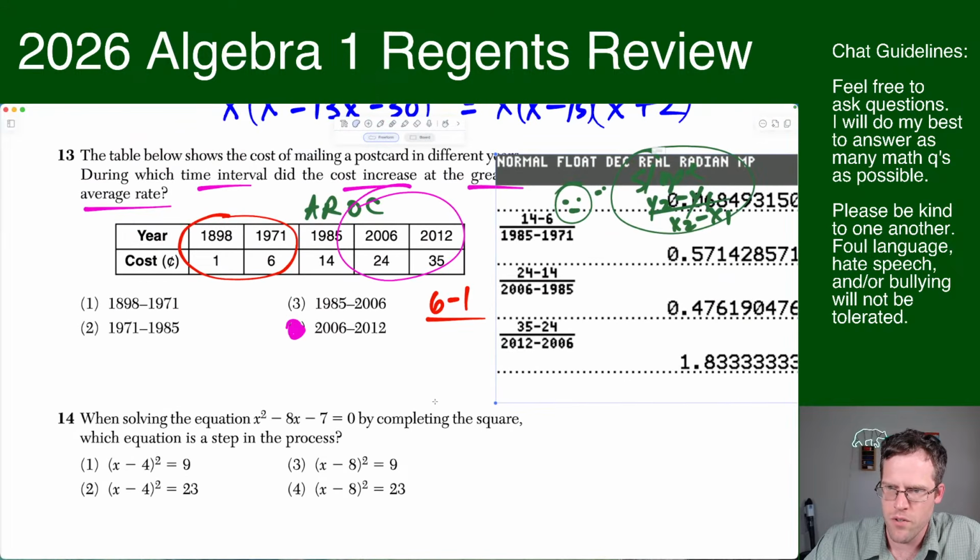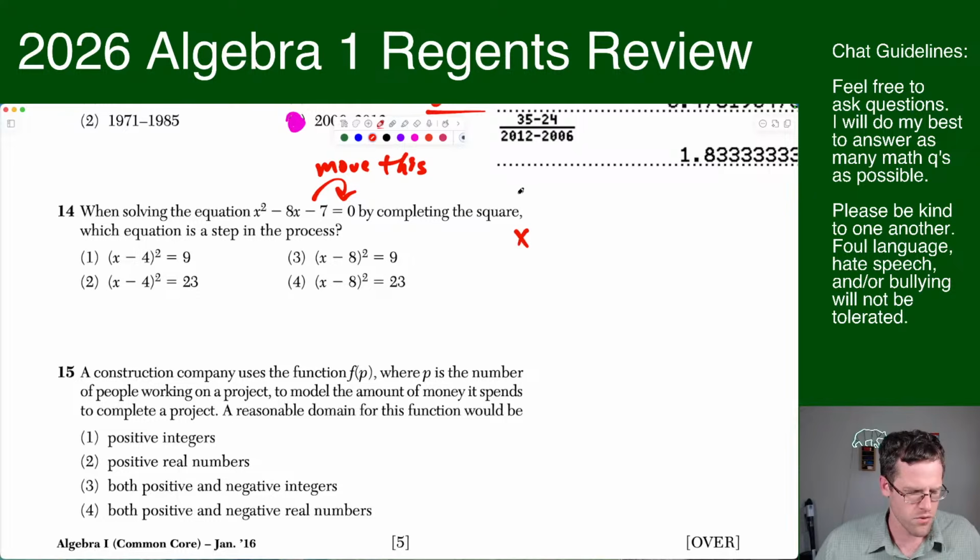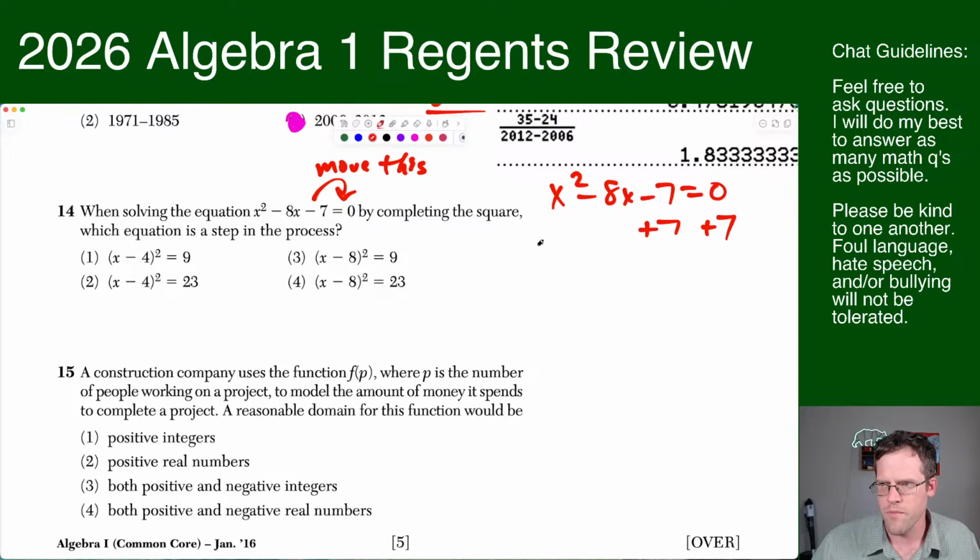This got chopped, so let me move that over. When solving the equation here by completing the square, which equation is a step in the process? So for this, completing the square, I like to move this to the other side. So let me just do that higher up. So I start by going plus 7. I'll leave a space. Is equal to 7.